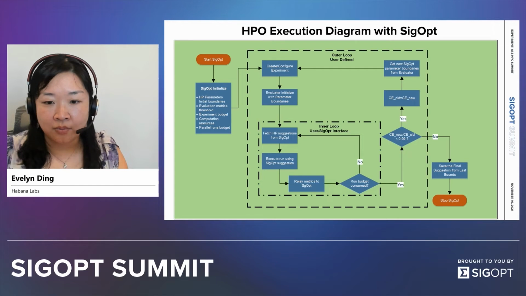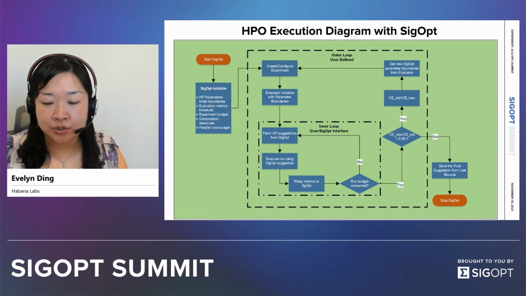In the inner loop, which is the user and SigOpt interface, when we run the experiment, we fetch the hyperparameter suggestion from SigOpt. Then we execute those hyperparameters by training our deep learning model and evaluate whether the performance passes the metrics or not. Then we keep going down and turn left. We transfer the metrics back to SigOpt, and during this process, we can track the progress from the SigOpt dashboard.